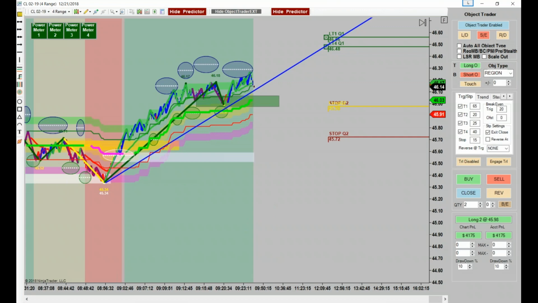Okay, you want to see if it works? Trend line held. Trend line held. Trend line still holding.